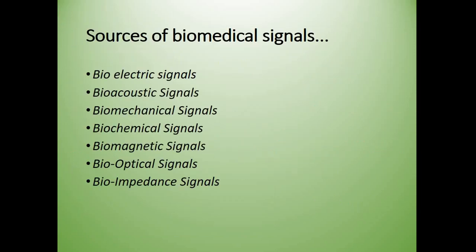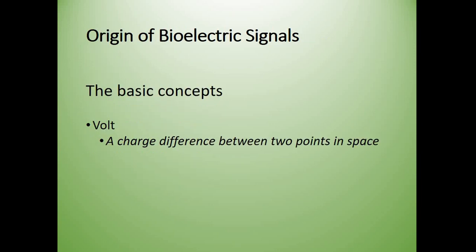We have already understood that the sources of biomedical signals include bioelectric signals, bioacoustic signals, biomechanical signals, biochemical signals, biomagnetic signals, biooptical signals, bioimpedance signals, to name a few. Now, to carry out certain functions in certain systems of the body, they generate their own monitoring signals which actually convey useful information about the function they represent.